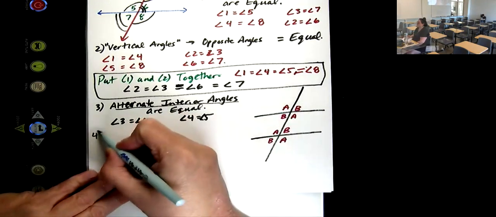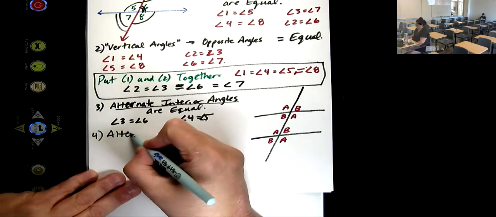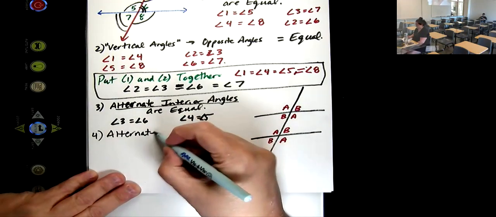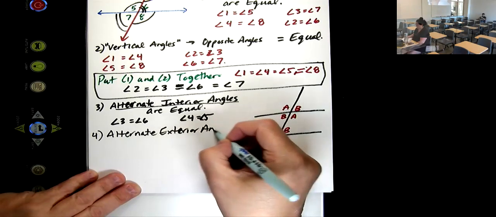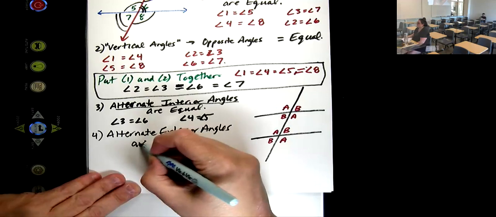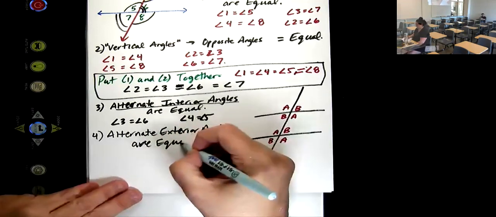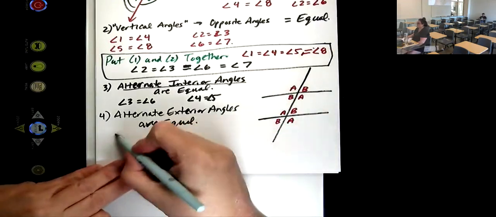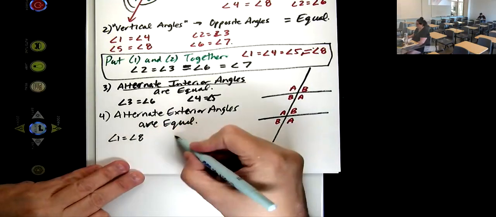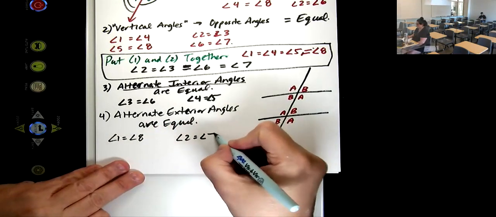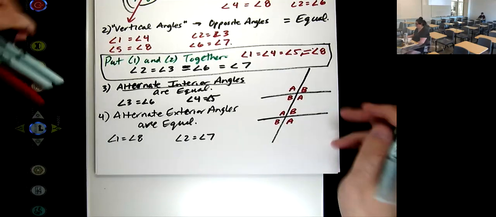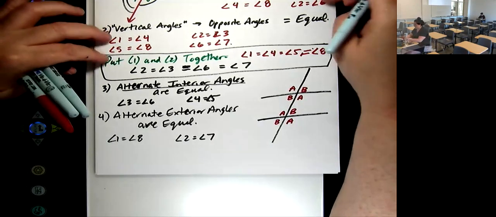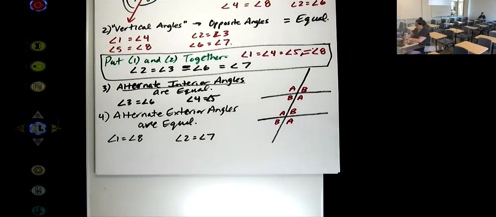They say the same thing about alternate exterior angles. Are equal. And that's angle 1 equals angle 8, and angle 2 equals angle 7. But we could have pulled that all from right in the beginning, just out of the first 2 rules, combining what we knew.